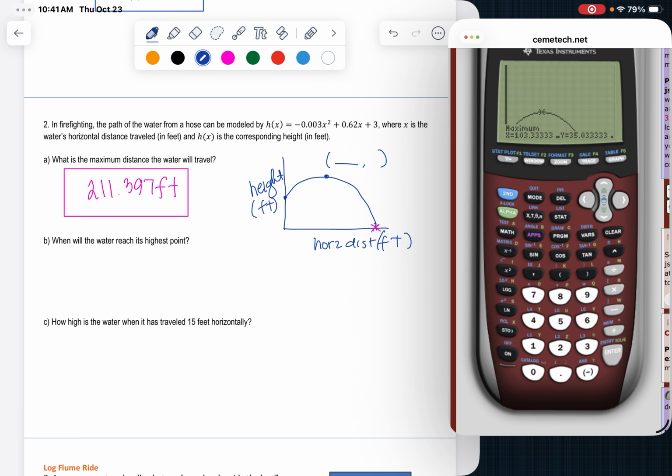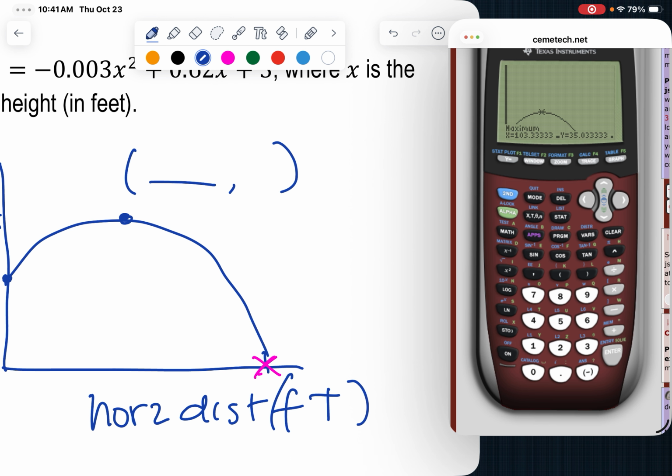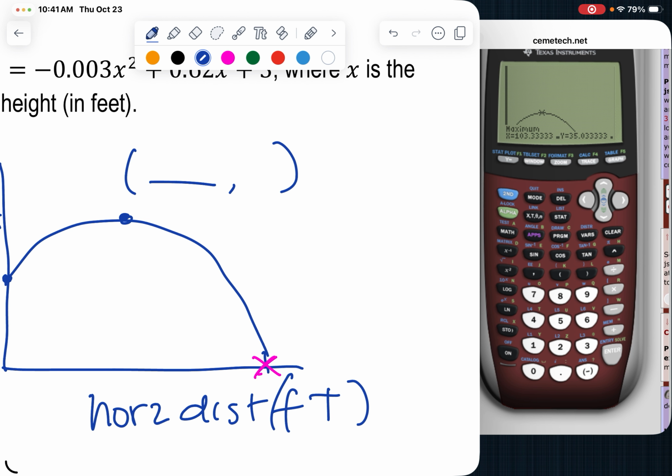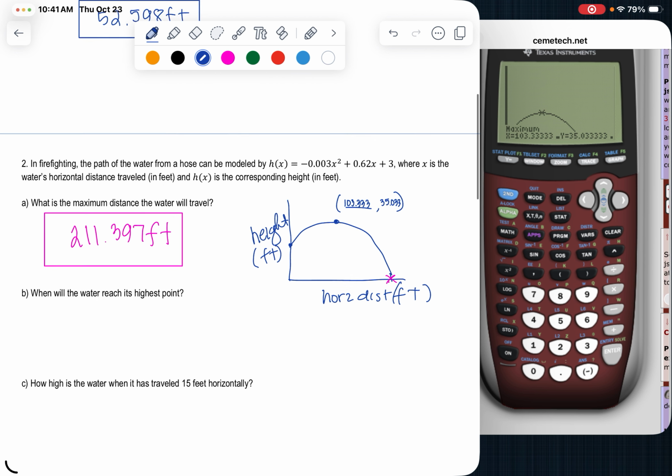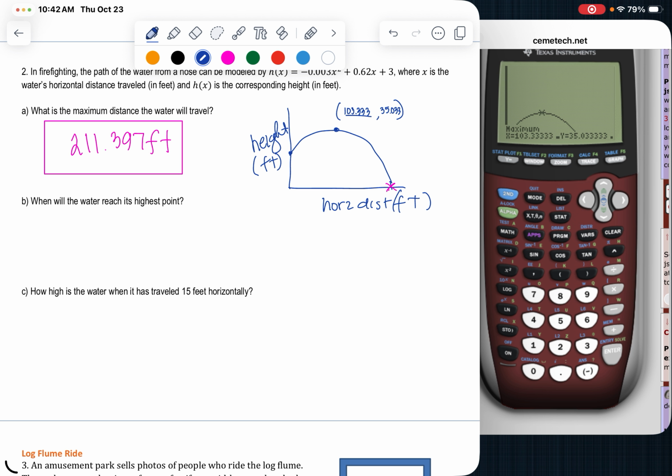All right, so that ordered pair, I'm gonna write down both just in case the next question's asking me for what is the highest amount. So this is 103.333, comma 35.033. Okay, so when, I don't like that question, but at what distance, that's at 103.333 feet, it'll reach its highest point.